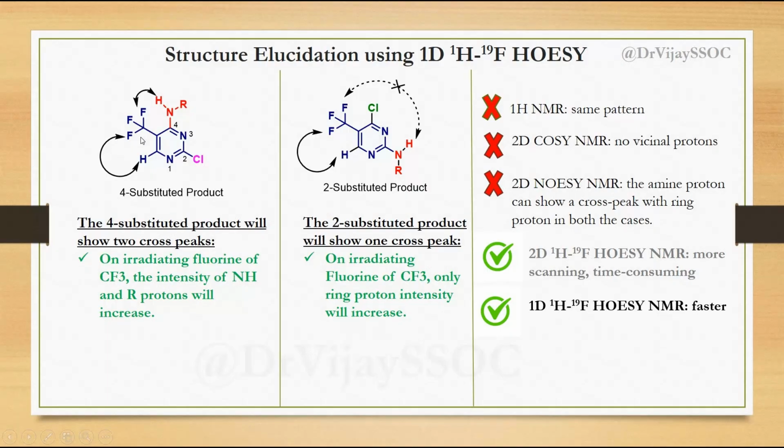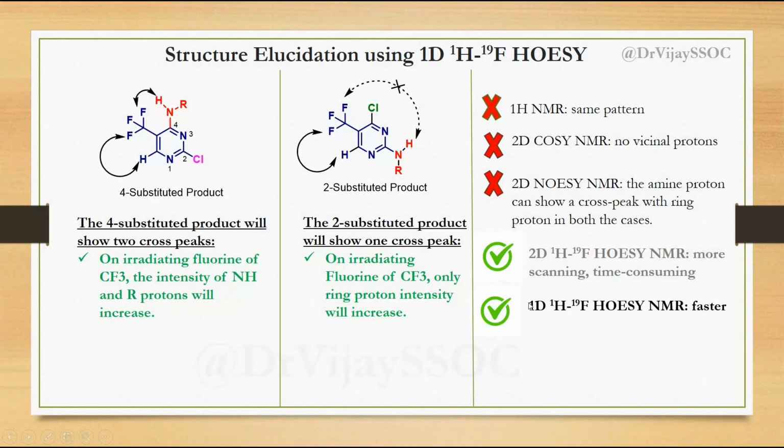So we have only one CF3 group. So when you irradiate the fluorine of the CF3, and if you see the intensity of the NH or R protons increased, it means you have the four substituted product. But on irradiating the fluorine of CF3, if you see only ring protons intensity increasing and there is no HOE, HOE stands for heteronuclear Overhauser effect. If you don't see any HOE with this amine proton, it means this is the two substituted product.